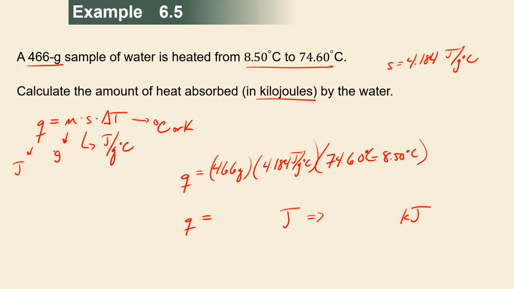How many sig figs should we have? 3. 3 sig figs, and what's our answer? Is it 128,000 joules and then convert to 129 kilojoules? Oh, yeah, I'm sorry. So 129,000 joules or 129 kilojoules. Absolutely.